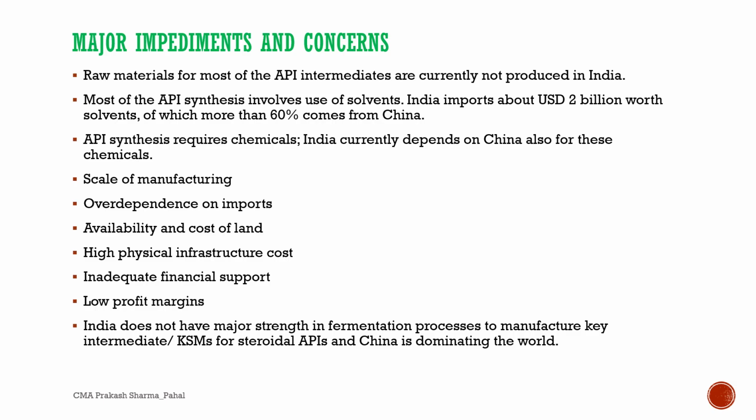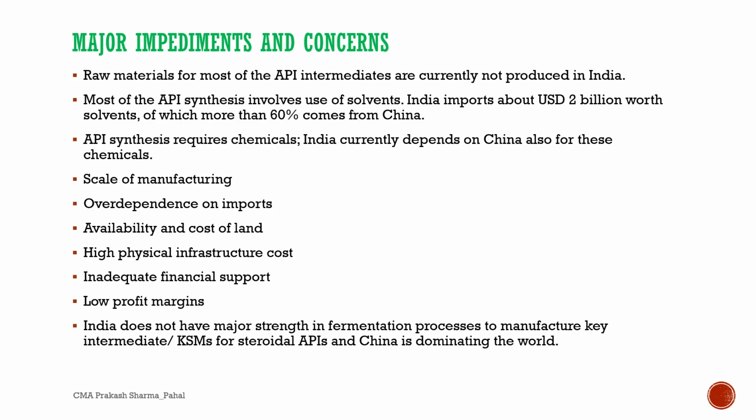Major impediments and concerns: raw materials for most of the API intermediates are currently not produced in India. Most of the API synthesis involves use of solvents. India imports about $2 billion worth of solvents, of which more than 60% comes from China. Again, API synthesis requires chemicals, and India currently depends on China also for these chemicals.